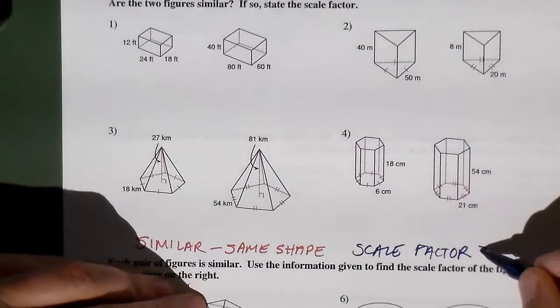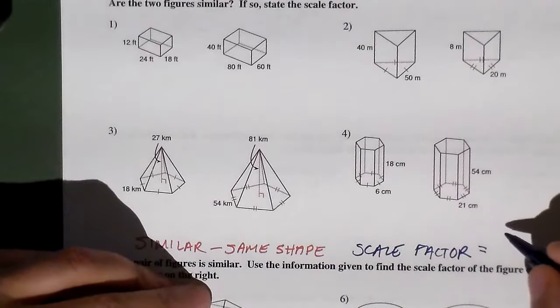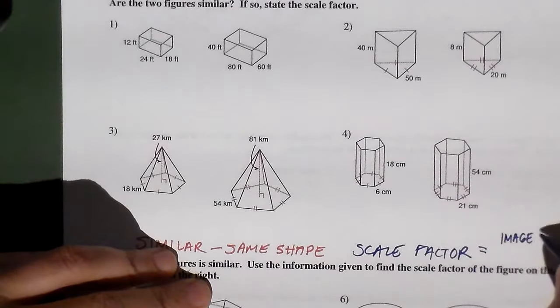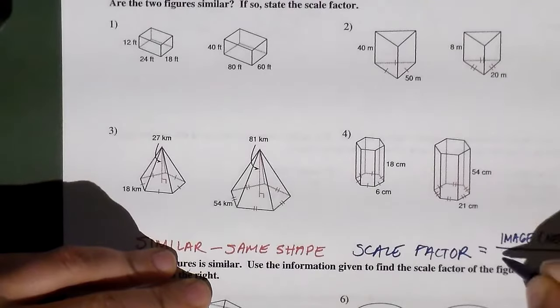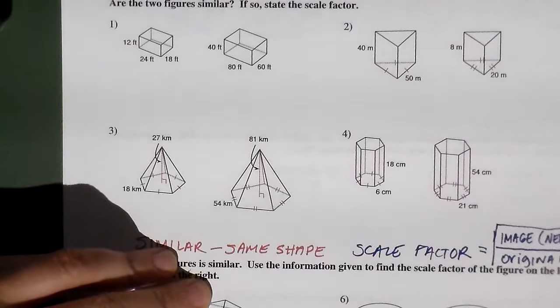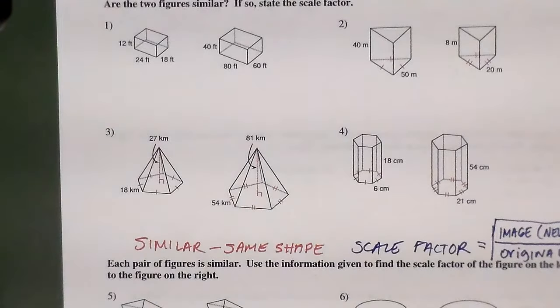So remember the scale factor, we talked about this a while back, sometime in the first semester and a little bit in the second semester when we did similarity. The scale factor is going to be the image, which is your new shape, divided by the original. So the scale factor is the image divided by the original, and we call the scale factor K. You'll see the word K. K is kind of like a constant, but we call the scale factor K.